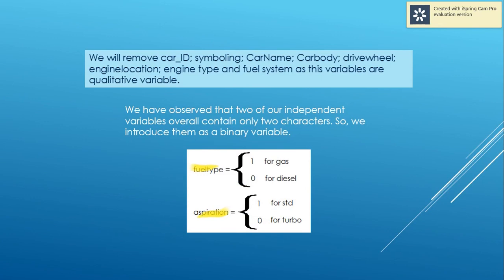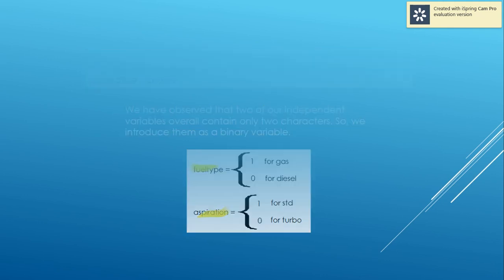We will remove car ID, symboling, car name, car body, drive wheel, engine location, engine type and fuel system, as these variables are qualitative in nature. We have observed that two of our columns contain only two qualitative values. Those are fuel type and aspiration. So we have introduced 1 for gas and 0 for diesel in the case of fuel type, and 1 for STD and 0 for turbo in the case of aspiration.